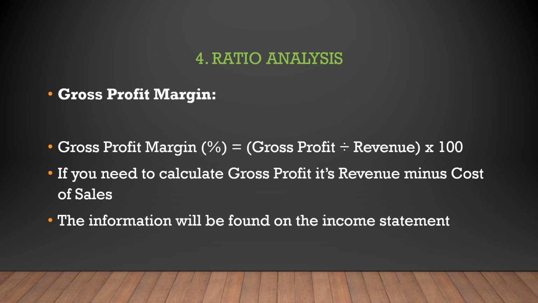Topic number 4, ratio analysis. And when you're thinking about ratio analysis, that's gross profit margin and net profit margin. Gross profit margin, expressed as a percentage, is gross profit divided by revenue times by 100, because it's expressed as a percentage. And if you need to calculate the gross profit, remember gross profit is different to gross profit margin. Gross profit is revenue minus cost of sales. And that information is going to be found on the income statement.